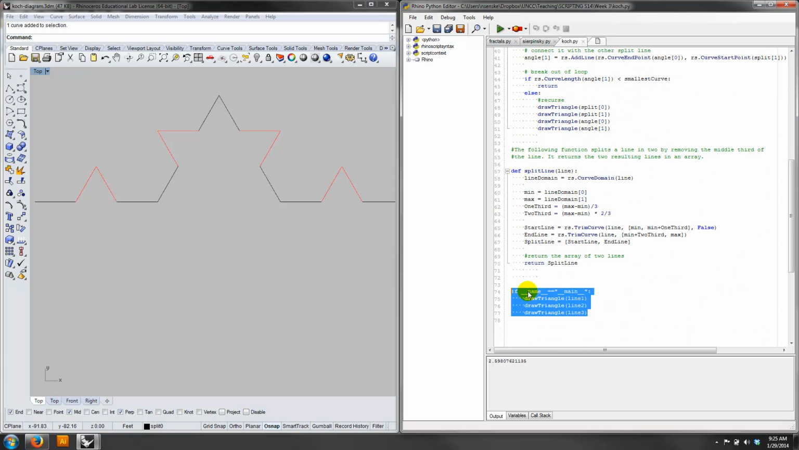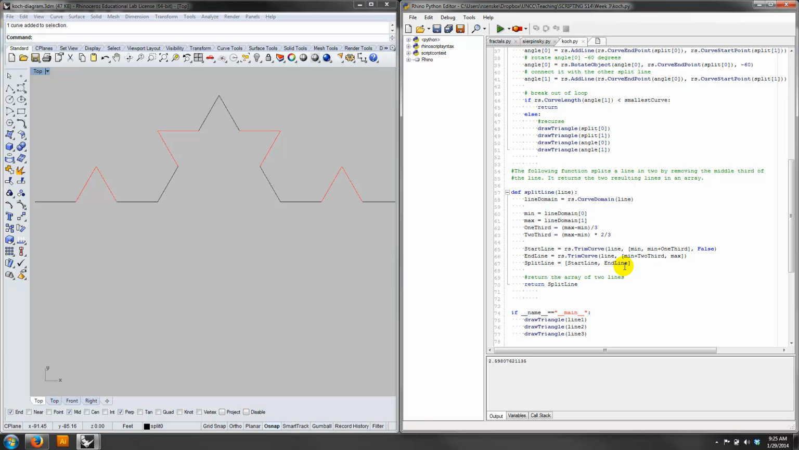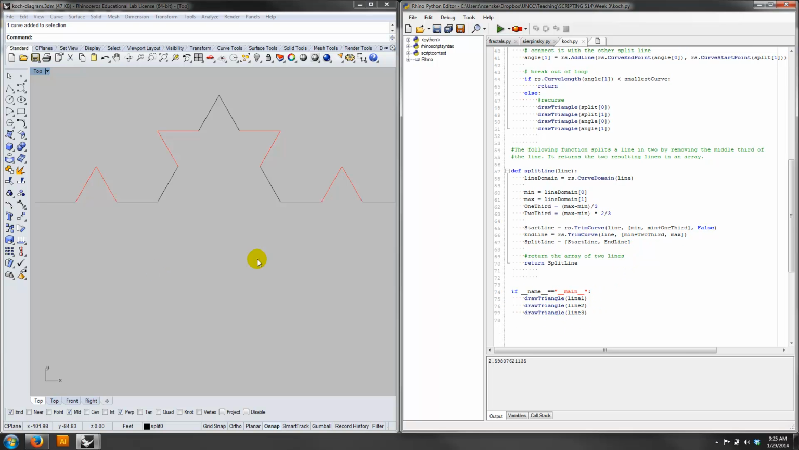This piece of code down here basically just automatically runs the script as soon as you start the program. Main is the main function that's running in RhinoPython, and we're just saying if that main function's running, which it is when we click play, go ahead and start running this program. So we're going to draw a triangle with line 1, line 2, line 3. So we run the program, it's going to draw this, and then when we get down here, it's going to go ahead and run this recursion.